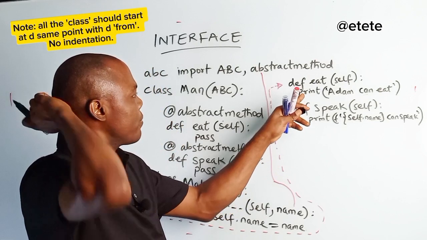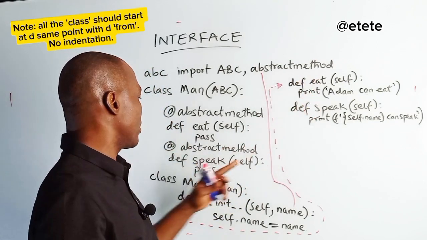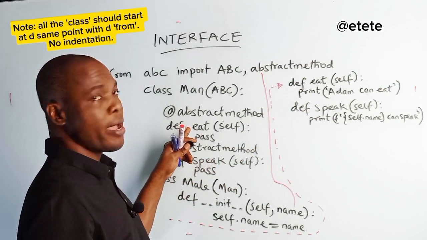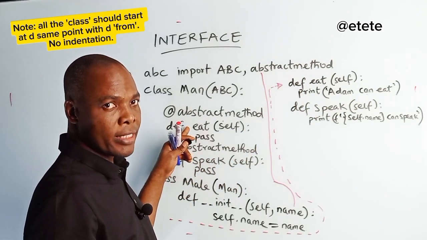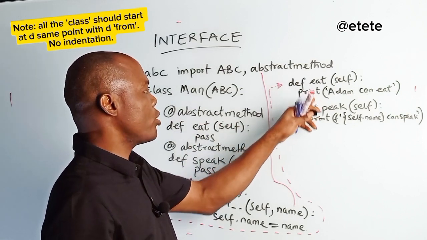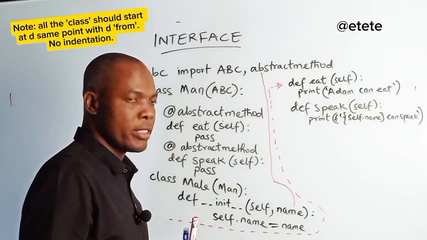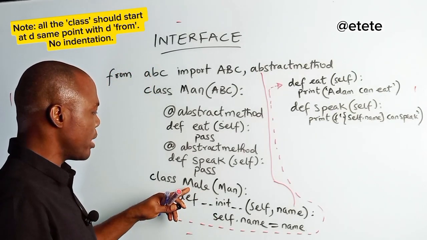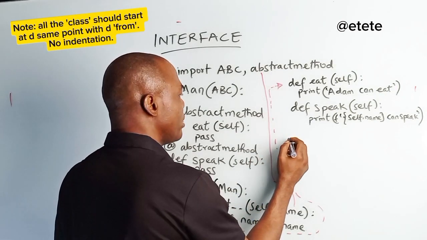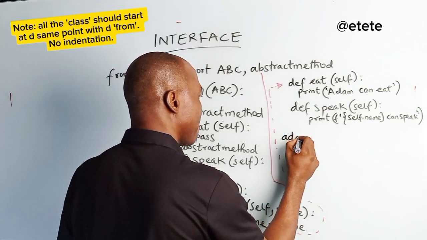So now I have created the two methods, which is eat and the speak, which are inside the parent class, which is actually the interface. Now I have created these two to implement them. Now I'm going to create an object, right? I'm going to create an object for this Male. So the object I'm going to create will be what? Adam.